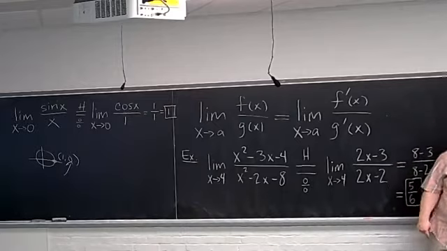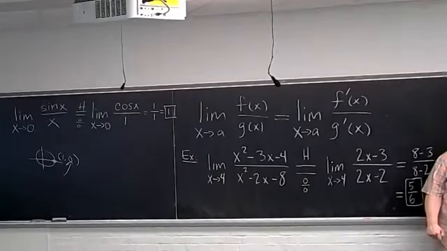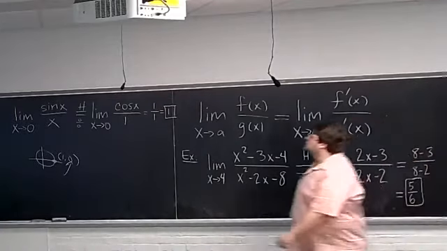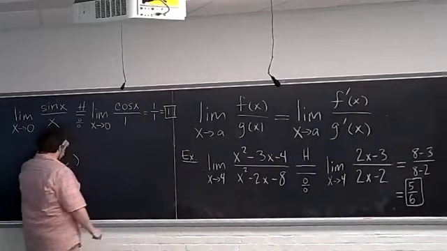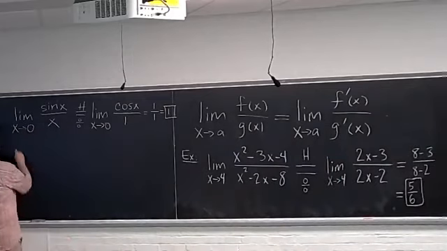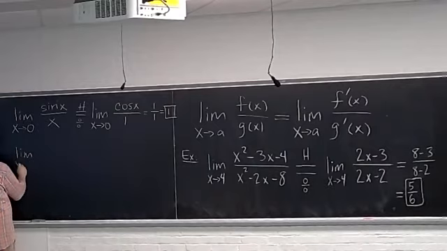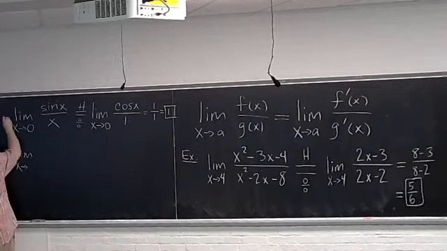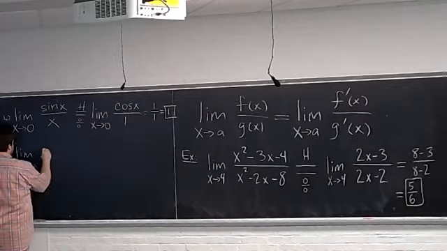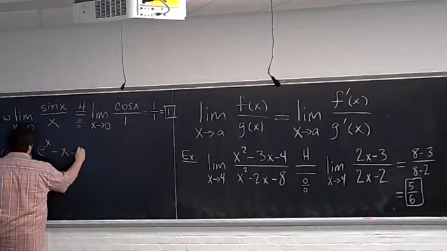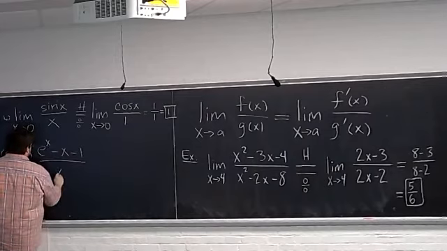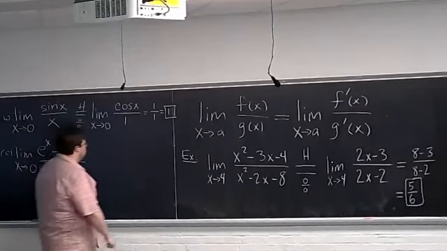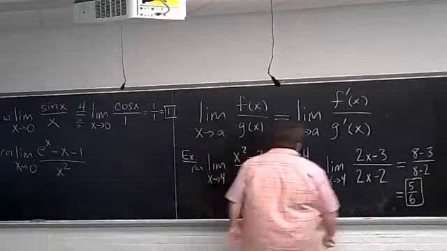Let's do one more like this, and then we'll do two that are related. The limit as x goes to 0 of e to the x minus 1 over x squared. I really should be labeling these like A, B, C. And this one would be part A.